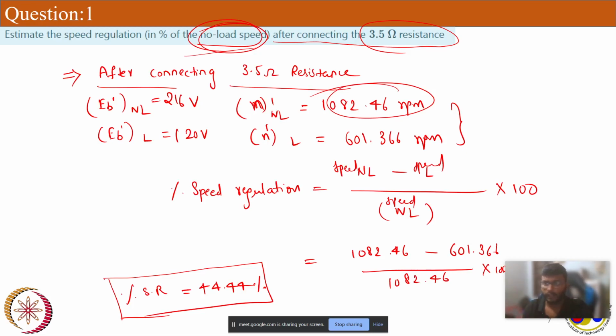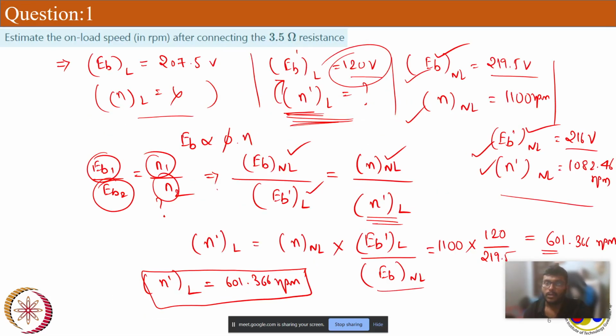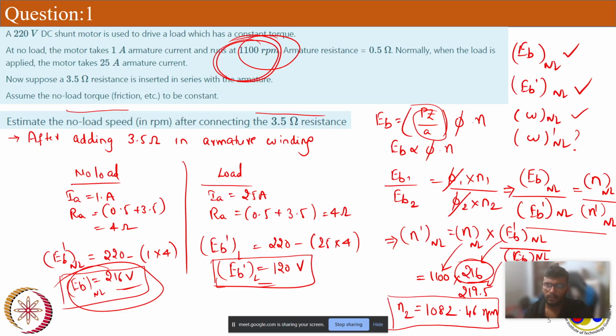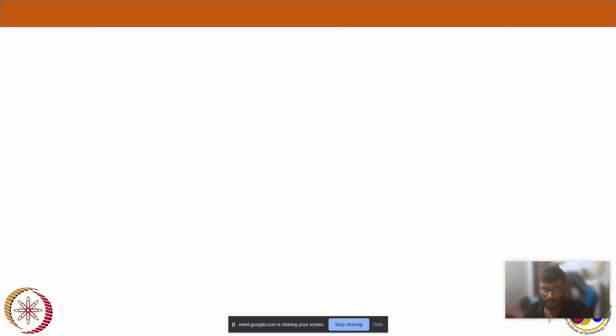Regulation of speed means whatever conditions he's asking, you take that condition, you take the difference, and to get it in terms of percentage, you divide by the parameter you need the percentage of. Here the question asked for percentage of no load speed, that's why my denominator is 1082. If it was asked in percentage of on load speed, then the denominator would be 601.366. So these are the few concepts we have discussed today.